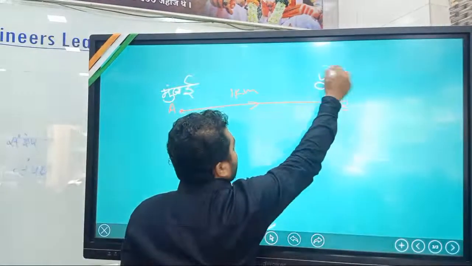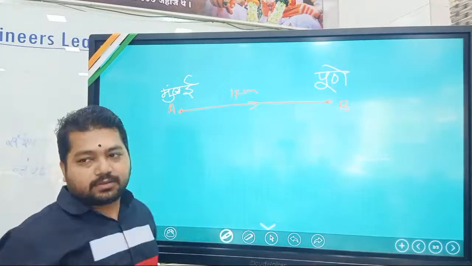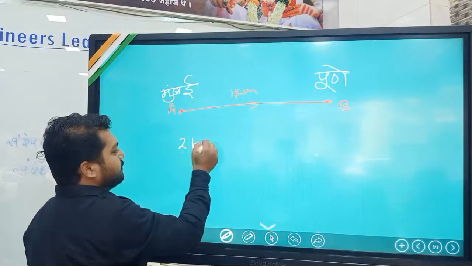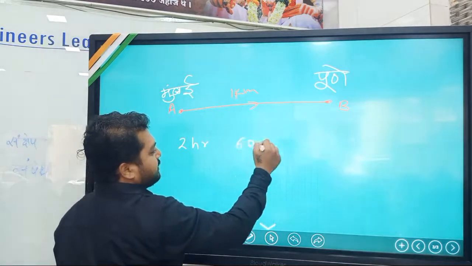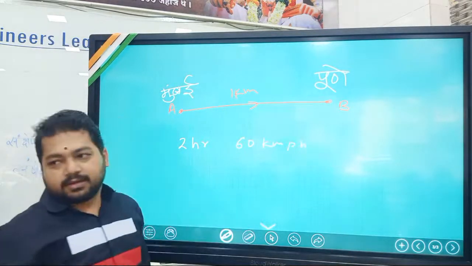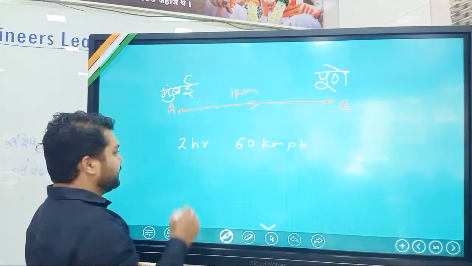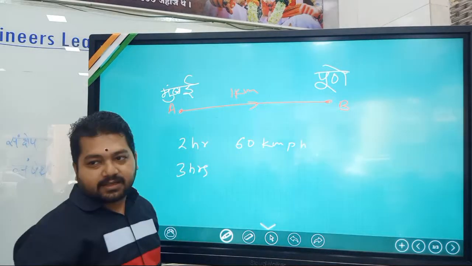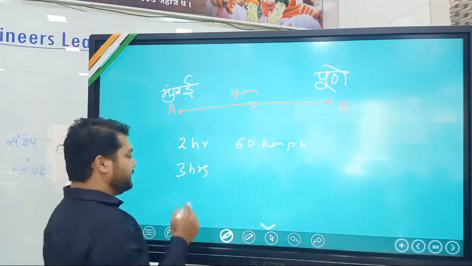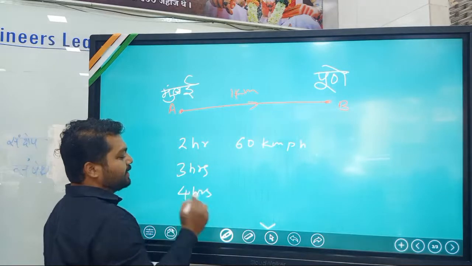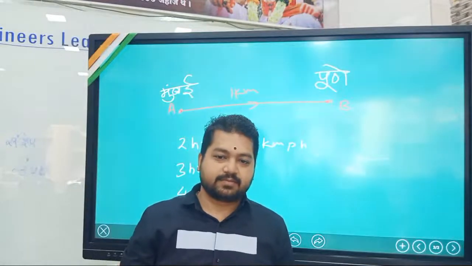right? That person goes to Pune. He took around 2 hours to travel with the speed of 60 kilometer per hour. Right? He stays there for a function which was of 3 hours. He again travelled back to Mumbai, including traffic. He took around 4 hours to reach back to Mumbai. What is the displacement?